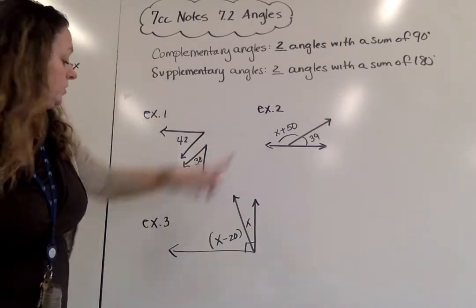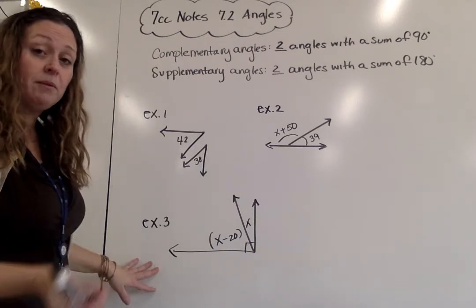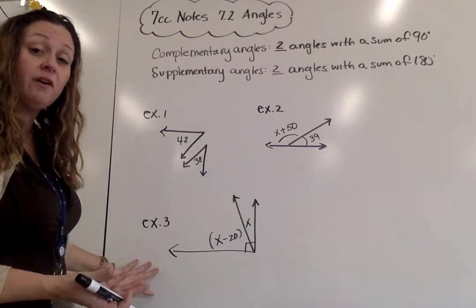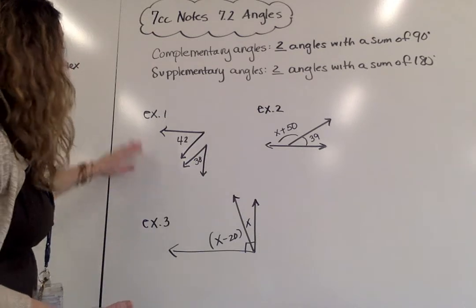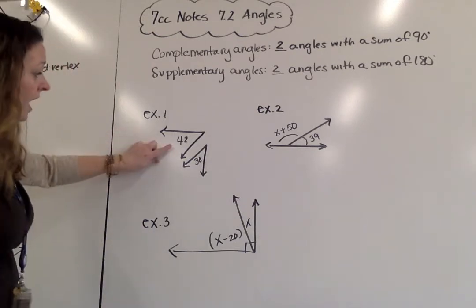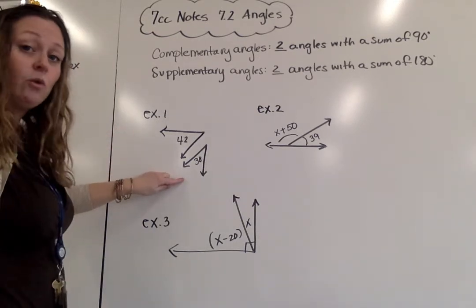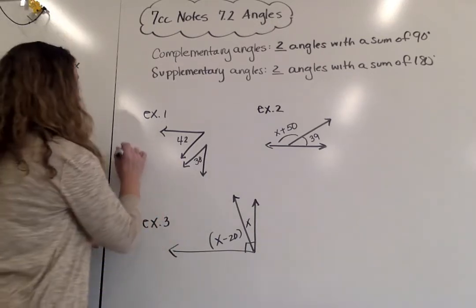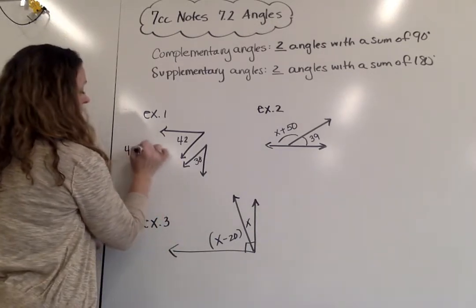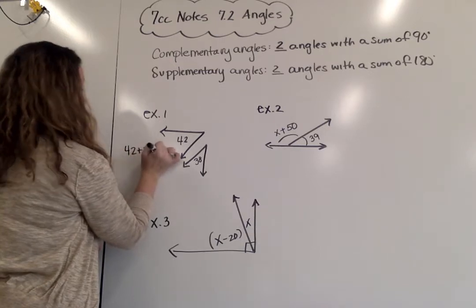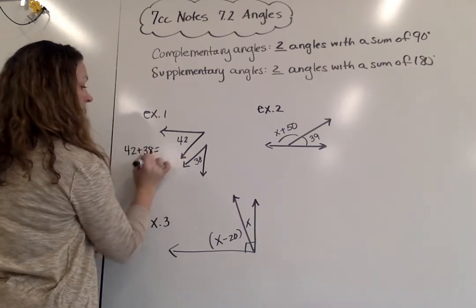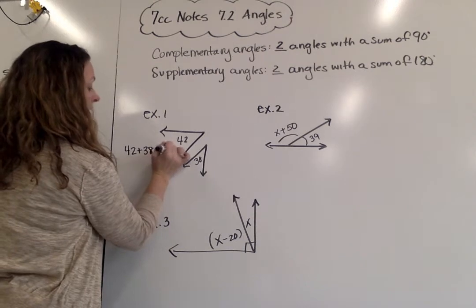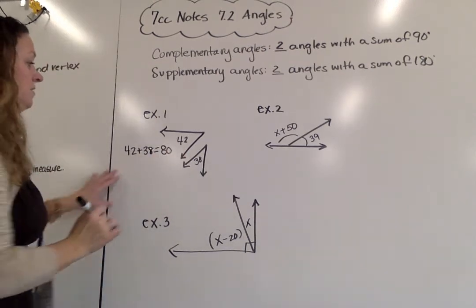In examples 1, 2, and 3, we can identify whether the angles are supplementary or complementary, and if there is a variable, I can set up an equation to solve them. In example 1, I have 42 and 38. In order to determine if it's complementary or supplementary, I find the sum of those two angles. 42 plus 38 equals 80 degrees.